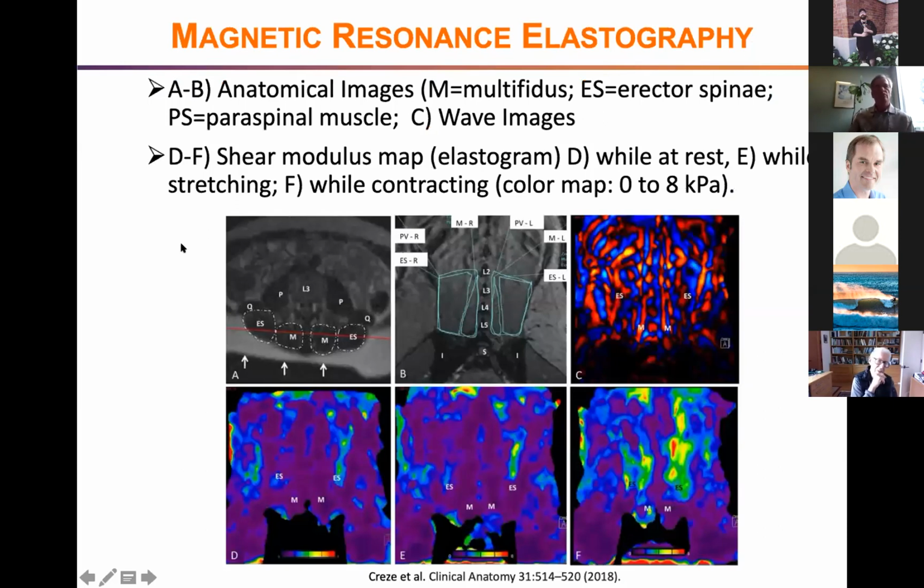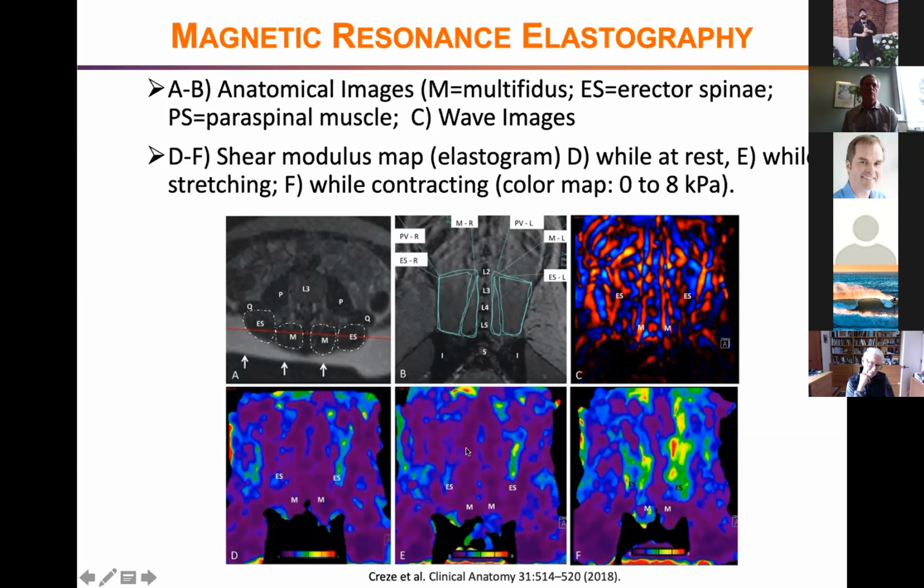So there's one study that looked at using MR elastography here in the back. So you see here the back muscles, multifidus, and the other compartments here. They applied the sound waves in that region, and then they obtained these wave images here on the right side. And then they calculated these shear modulus maps. So you see the map here on the left side. That's a map while the subject was in the scanner but was at rest.